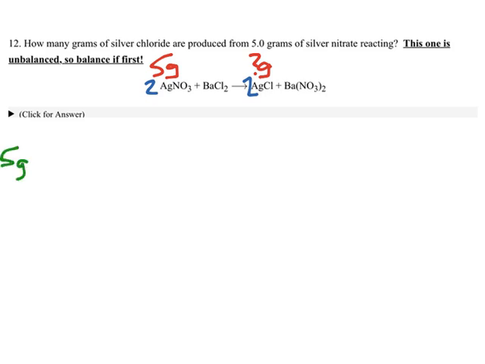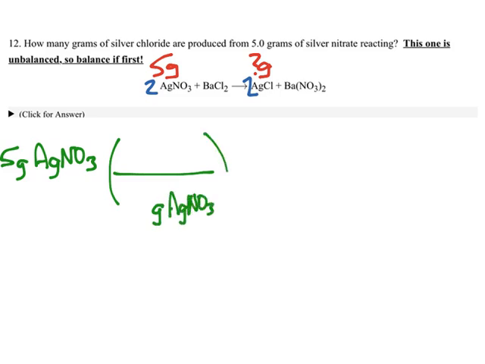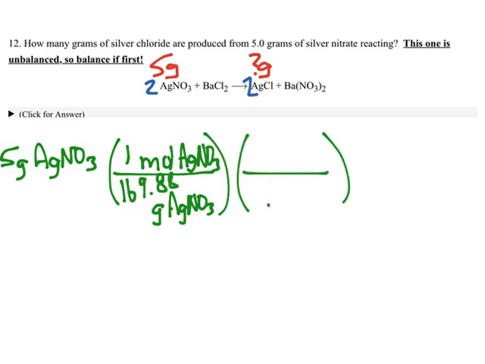So 5 grams of AgNO3. Since I don't want grams of AgNO3, that'll go to the bottom. I'm going to take that to moles of AgNO3. 1 mole, we need the molar mass. Silver's 107.87 plus nitrogen at 14.01 plus 16 for oxygen times 3 is 169.88 grams. Putting moles of AgNO3 in the bottom to cancel.